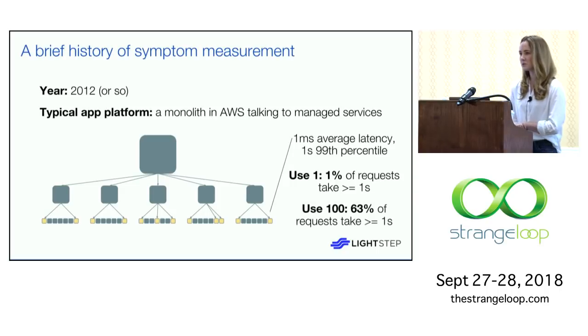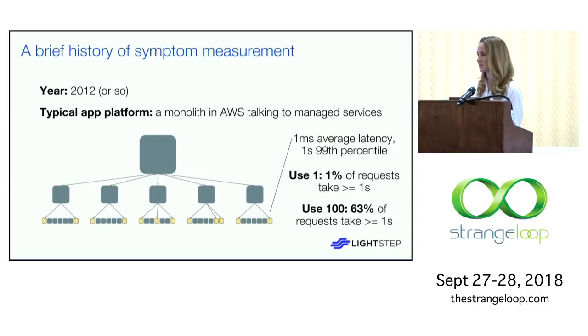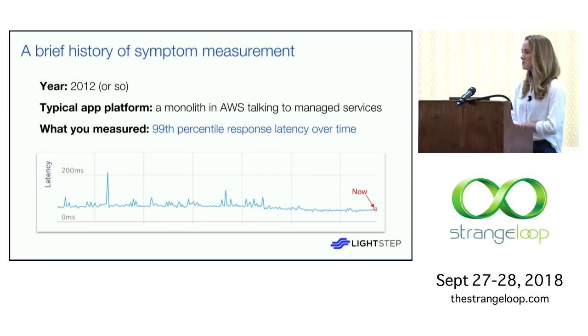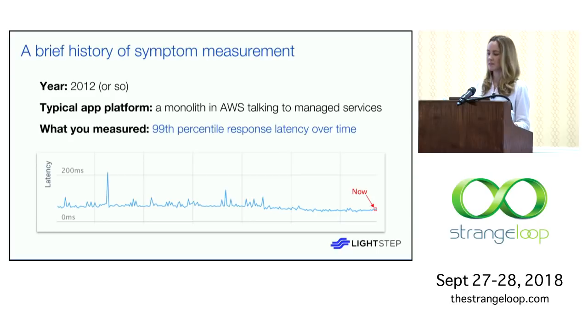On the other hand, if you use 100 of these services, then suddenly that tail response time for the things you depend on is the thing that drives the performance of your end service. If you use 100 of them, 63% of the requests will take greater than or equal to a second. For that reason, people started caring a lot more about tail response time. They would typically measure something like 99th percentile response latency.